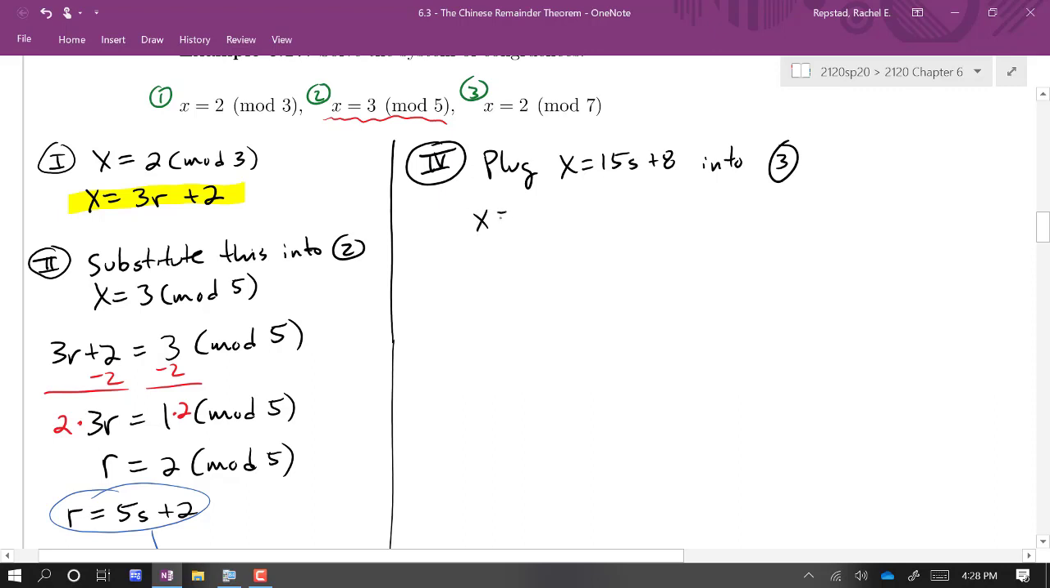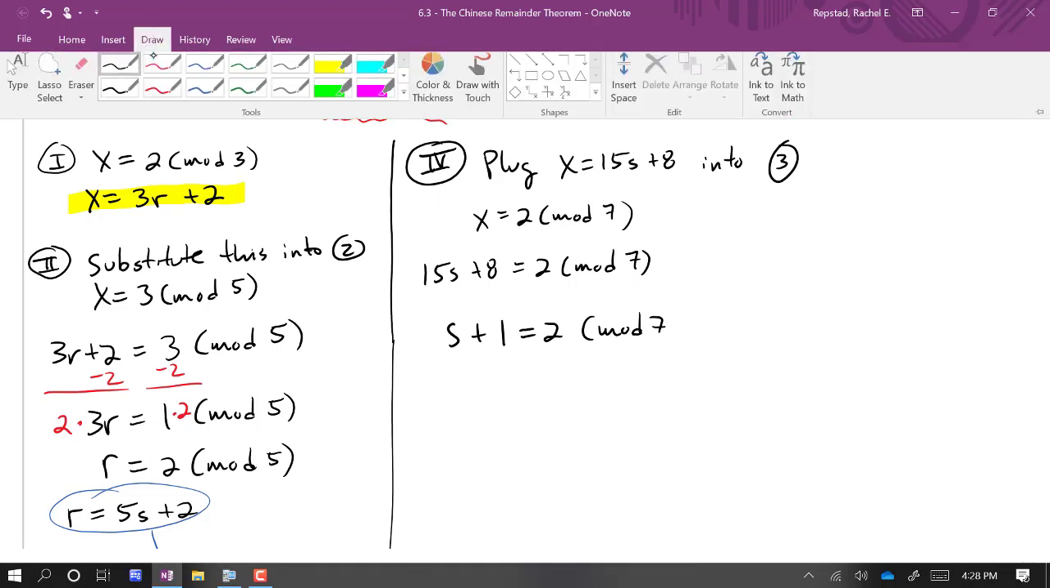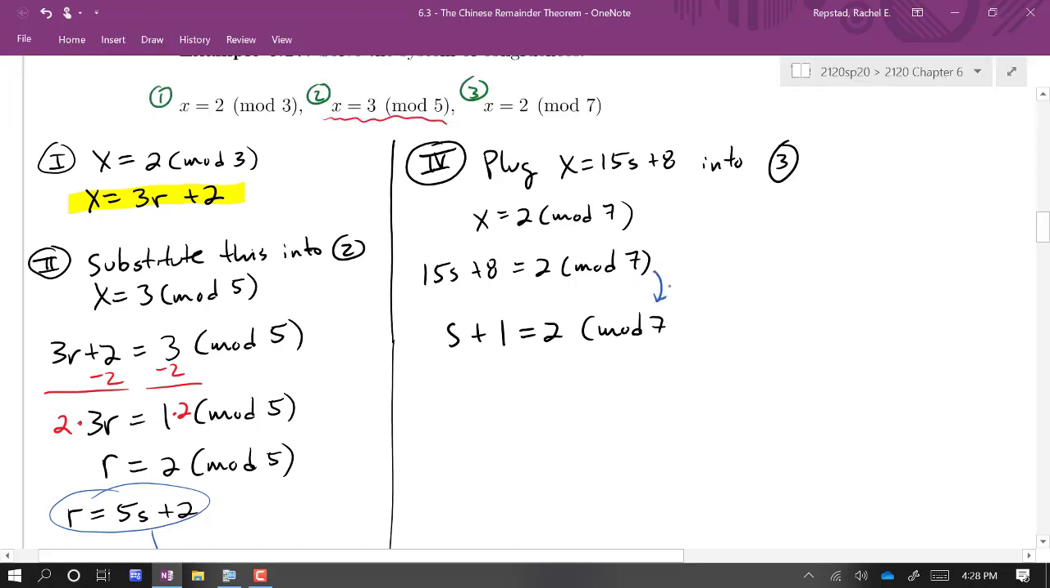So x is equal to 2 mod 7. That means we get 15s plus 8 is equal to 2 mod 7. Now look, this equation is mod 7, so I can reduce everything mod 7. 15 is 1 mod 7, so this is just 1s. 8 is 1 mod 7, so that's 1. So I'm just reducing mod 7 first. You don't have to do that, but I think it makes things easier.